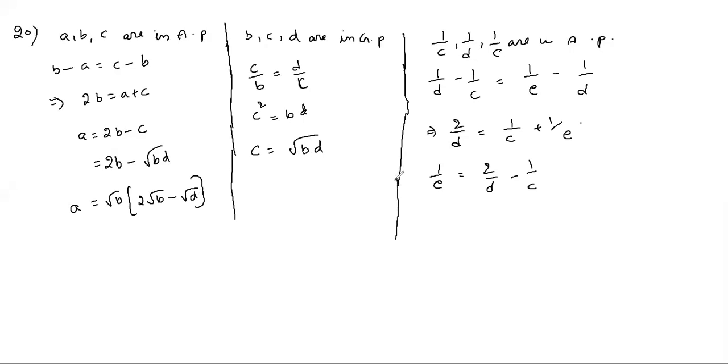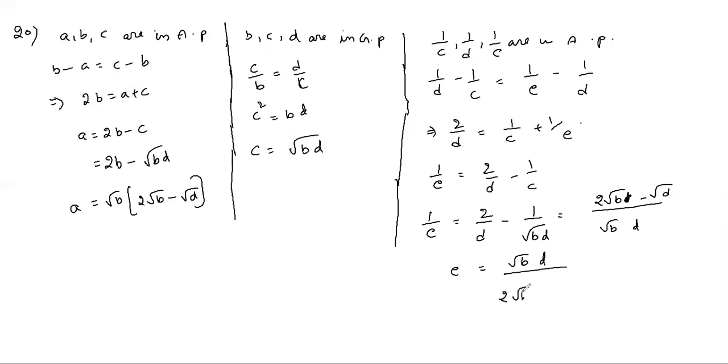Here also we have to solve the E value. 1 by E equals 2 by D minus 1 by C, root B. So the LCM is root B into D. 2 root B minus root D. So this is the E value. So E equals root BD by (2 root B minus root D).